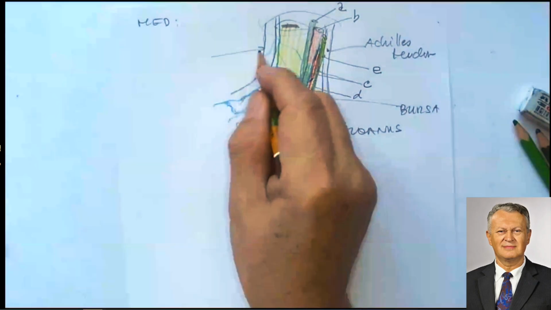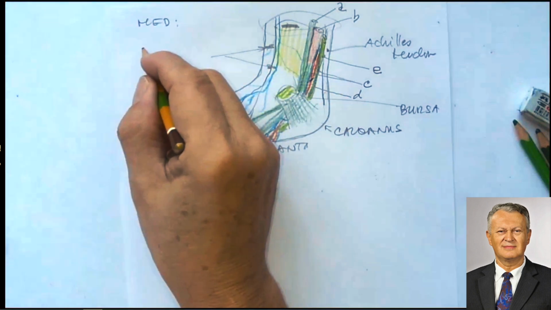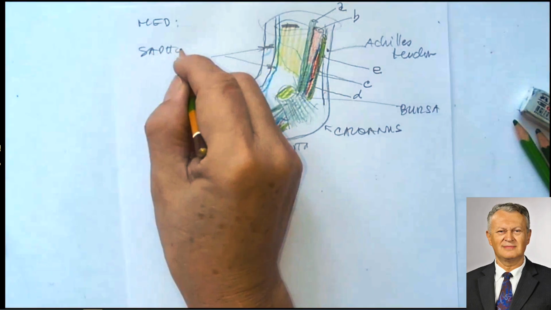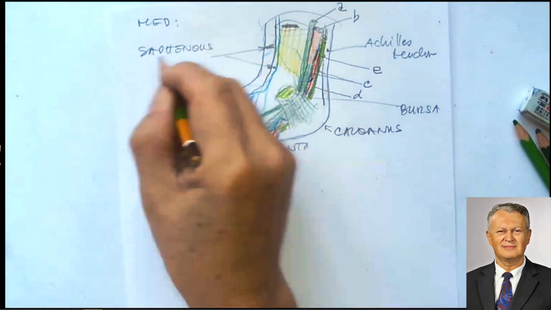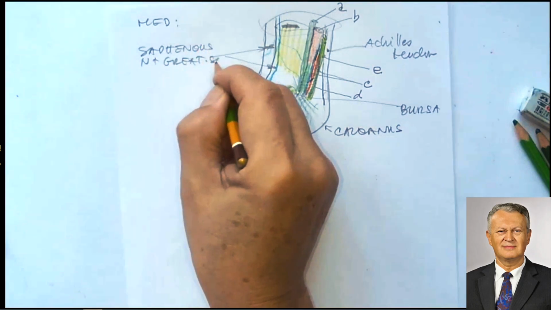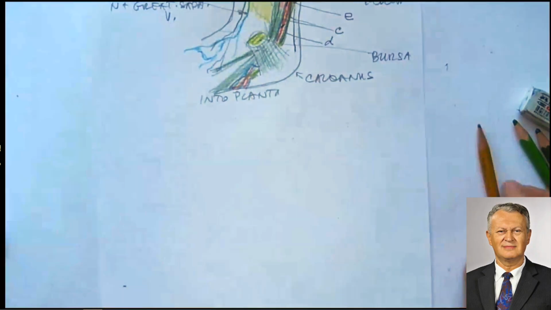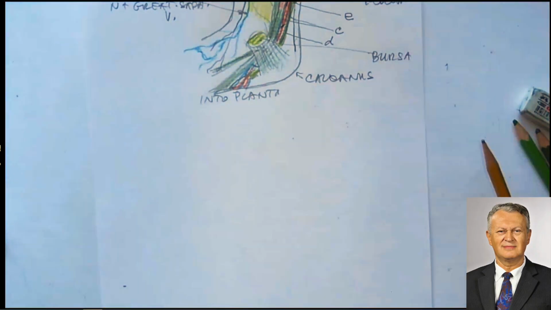Here we see again, sorry, must be great saphenous nerve. We said many times saphenous nerve plus great saphenous vein medially. Also the medial malleolus bursa, everything was quite clear.